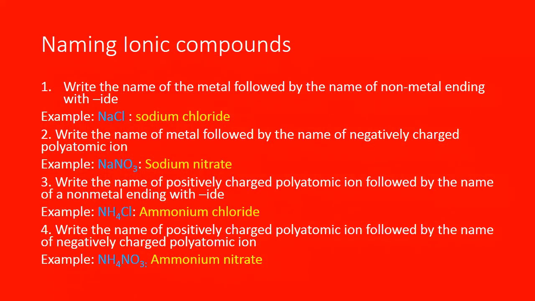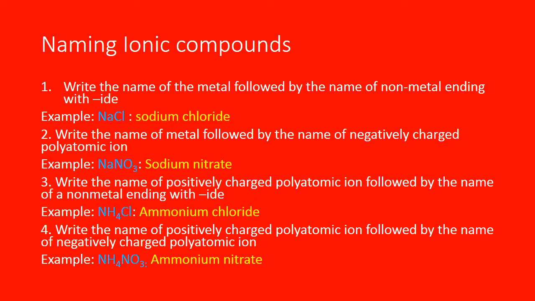naming ionic compounds. Ionic compounds are not formed only between metals and non-metals. Here are 4 cases. The first case is that ionic bonds are formed between metal and non-metallic elements. At that time, write the name of the metal followed by the name of the non-metal ending with IDE. For example, NaCl is an ionic compound. The metal is sodium, so you write sodium. Then the non-metal is chlorine, and its ending is changed into IDE. It becomes sodium chloride.